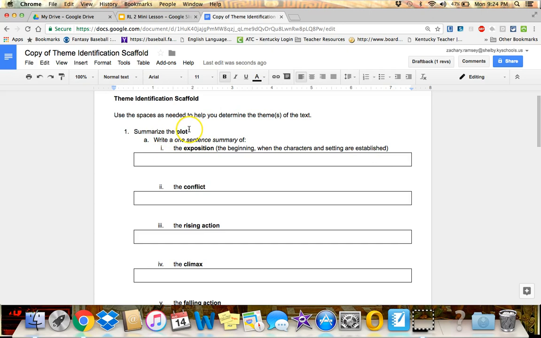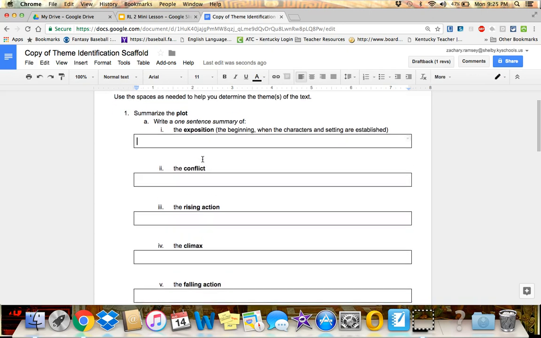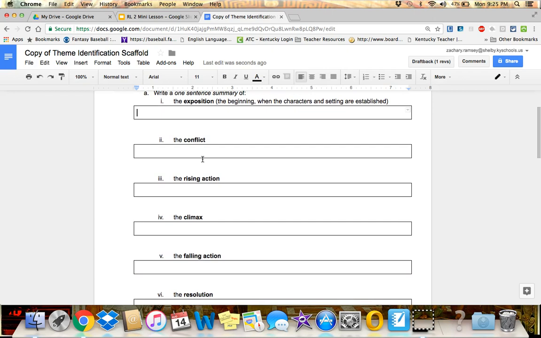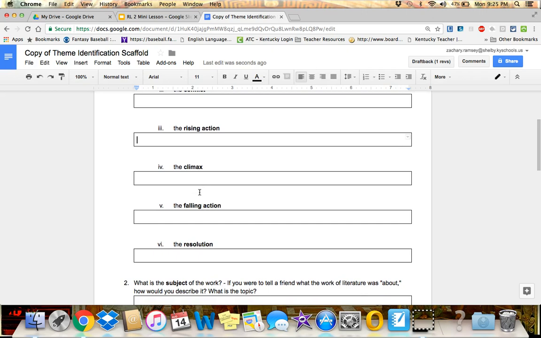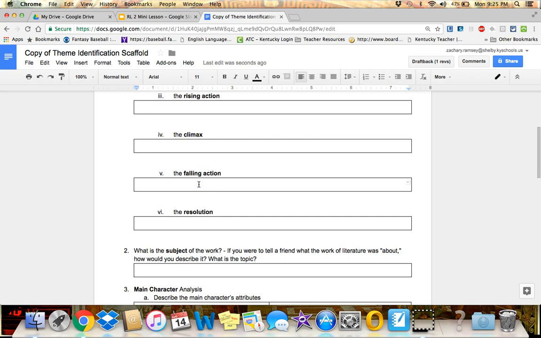So to begin with, we're going to summarize the plot. Now, just don't put your emotions in here and you're going to have an objective summary of the plot, okay? So write one sentence about the beginning of the story, about the characters being introduced or the setting being established. Then write one sentence summary of the conflict. What is the problem that's happening here? Write a one sentence summary of the rising action. So you're just summarizing all of the events that are building up to the most intense moment, okay? And then you're going to write a one sentence summary of the climax. So what is the most intense part of the action, where everything is building to?